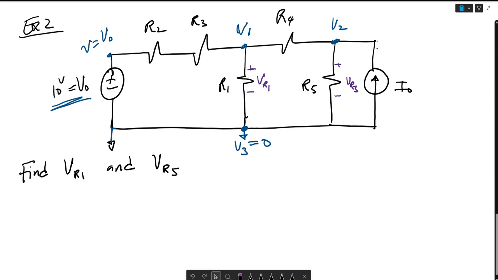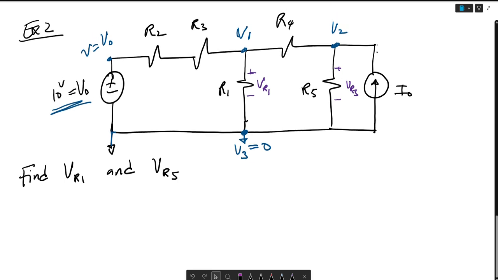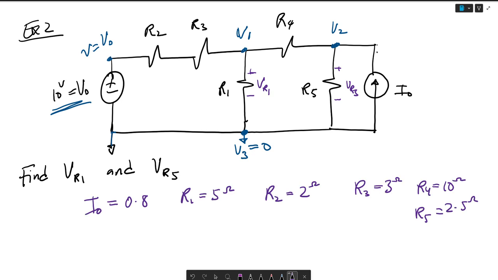And in the problem, they give us the following. They tell us that R1 is equal to 5 ohms, R2 is equal to 2 ohms, R3 is equal to 3 ohms, R4 is equal to 10 ohms, and R5 is equal to 2.5 ohms.